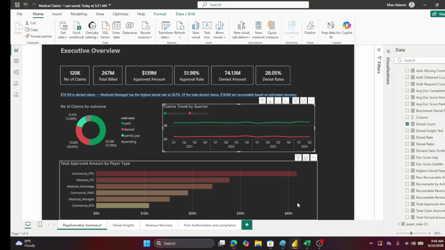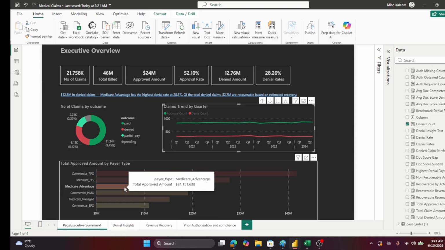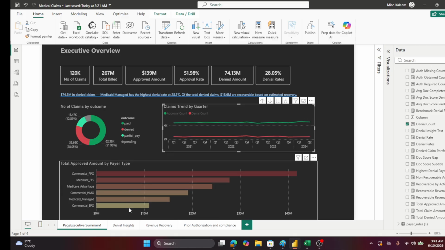Total approved by payer type. Most of the approved claims are from commercial PPO, total 41,746 and 827. Medicare FFS is 27,752, and so on, and Medicare Advantage, and then so on with the others. The lowest one is commercial underscore EPO. So these are all approved claims by the provider's payer types.